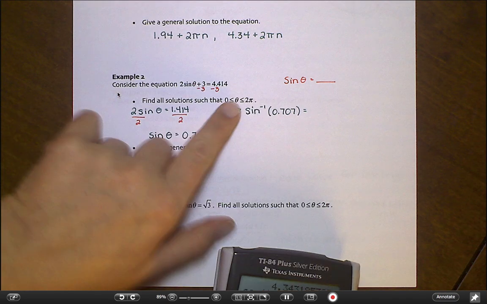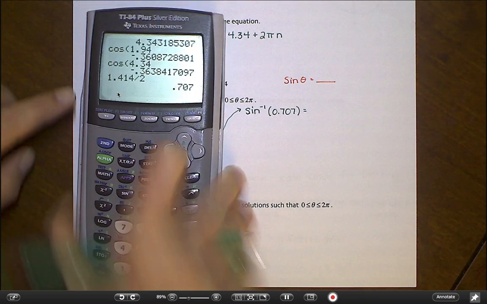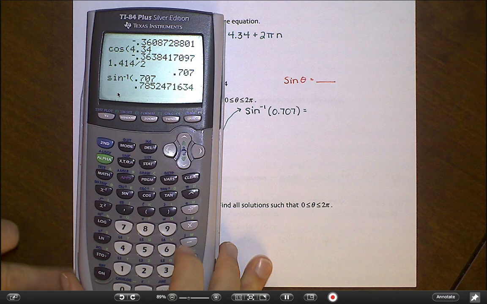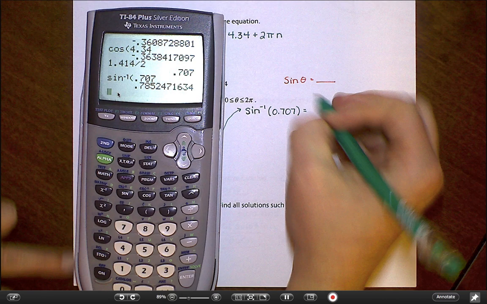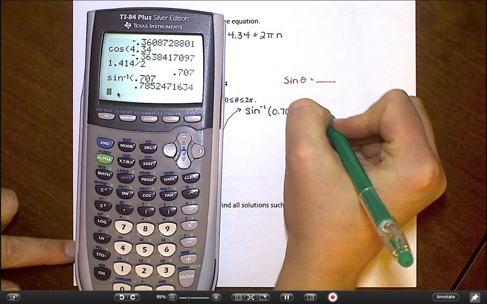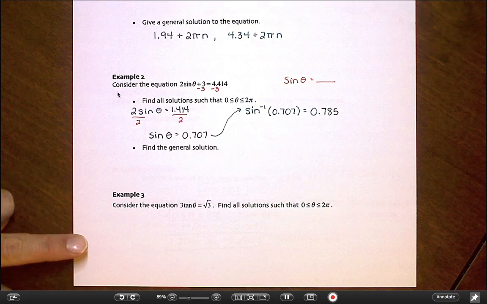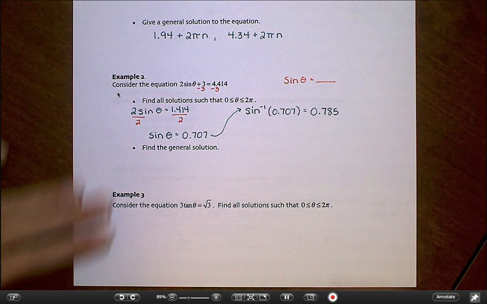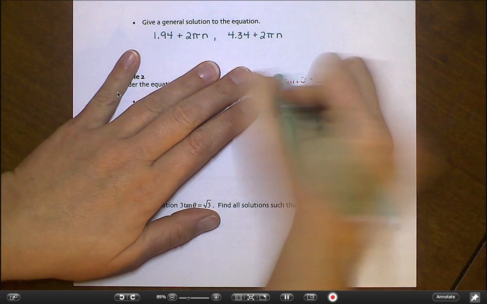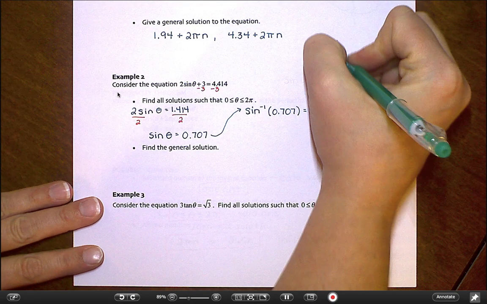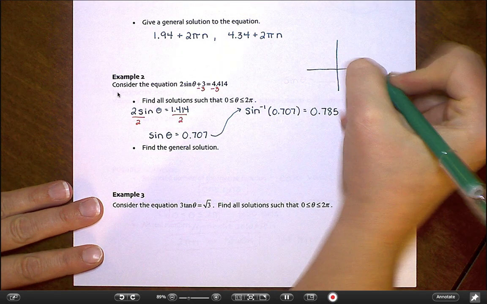And I know I'm working in radians because my interval is given in radians. So inverse sine 0.707, and I get 0.785. Now, we need to think about where that second solution would come from. So let me get rid of this quick so I can draw a circle. Even when it doesn't tell me to draw a circle, I usually do.